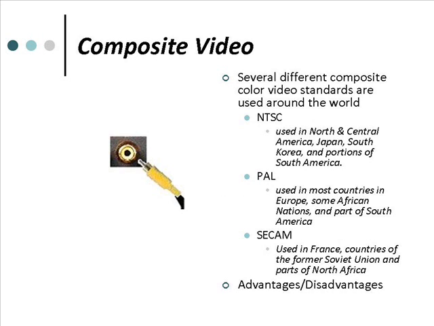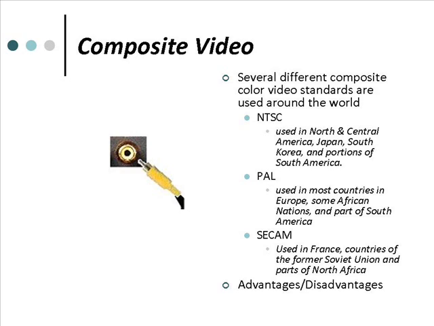Composite video. A composite video signal contains all of the information required to form a full motion, colorful image on a television screen. Several different composite color video standards are used around the world. NTSC video is used in North and Central America, Japan, South Korea, Taiwan, and most portions of South America. Video signals using this standard contain 525 horizontal lines that are each transmitted 29.97 times per second and use a 3.5 MHz color carrier frequency.